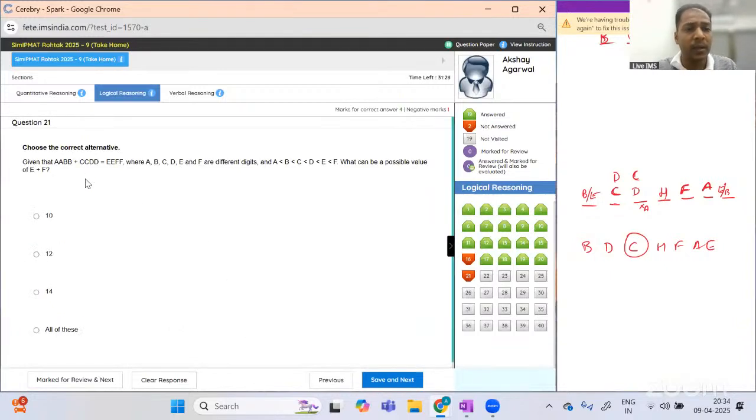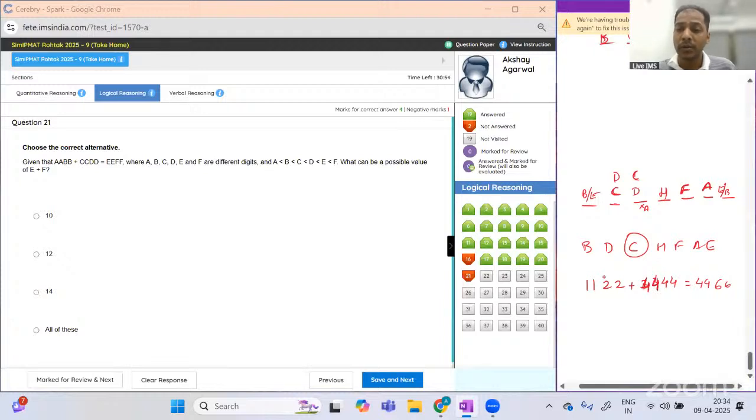Given that AABB plus CCDD is FEEFF, where different digits, and ABCDEF are in decreasing order, then what is the value of E plus F? The smallest case where this could be possible is 1, 1, 2, 2, 3, 3, 4, 4, and that could give us the answer as 4, 4, 6, 6. But the digits cannot repeat. So 1, 1, 2, 2, maybe I'll take it as 4, 4. Sorry.